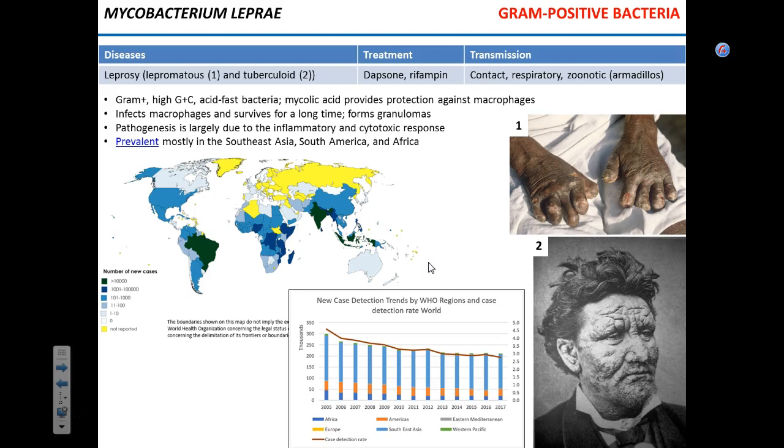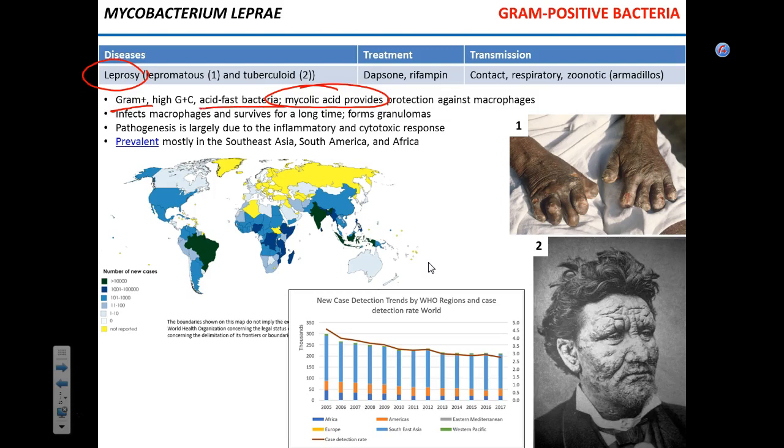Now, Mycobacterium leprae here is one of the examples of Mycobacteriaceae. We talked about tuberculosis. This is the causative agent of leprosy. So it's a typical mycobacterium, gram-positive with mycolic acid outside, which actually renders it insensitive to gram staining. So Mycobacterium leprae has to be stained with the acid-fast stain.